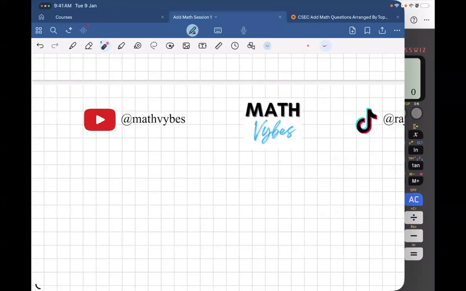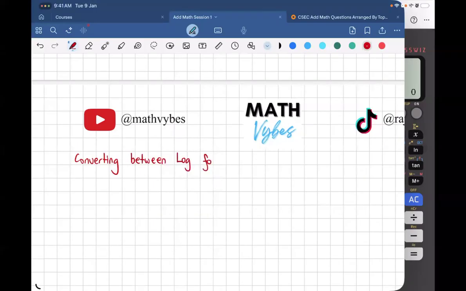So for instance, we had this question. And you could copy this under converting between log form and index form.